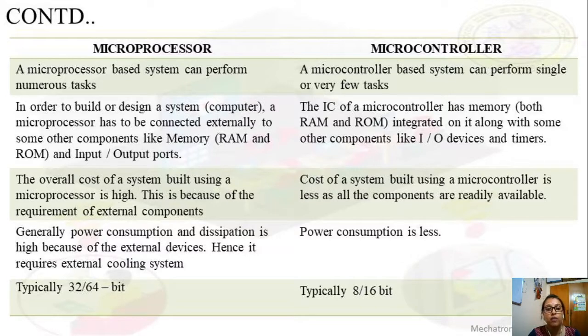Next, generally power consumption and dissipation is high in a microprocessor because of the external devices other than the CPU, other than the processor.